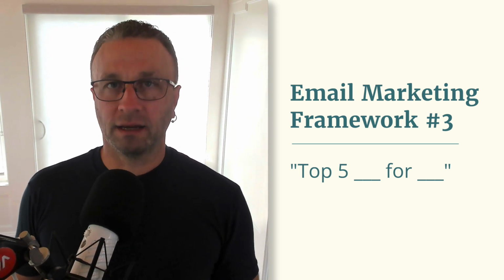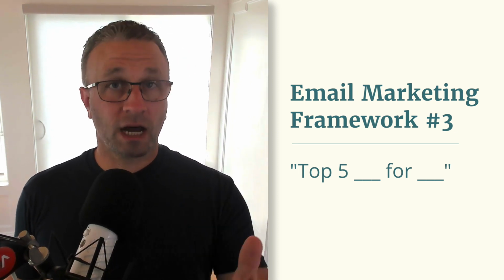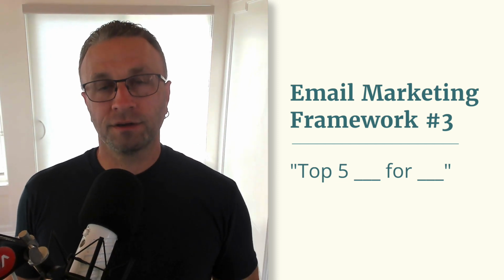Number 3, top 5 blank for blank. This is things like top 5 autoresponders for creators, top 5 ways to get clients for designers, top 5 sandwich shops for new residents of New York City. This is your standard listicle style content piece. This works best for your free value-based content, but gives you an opportunity to share out affiliate links as well so that you can make, well, some commissions off of that.